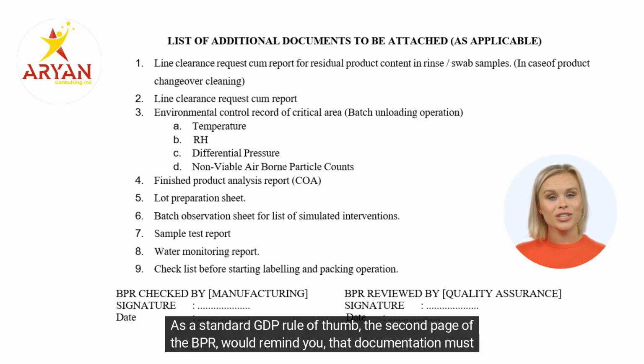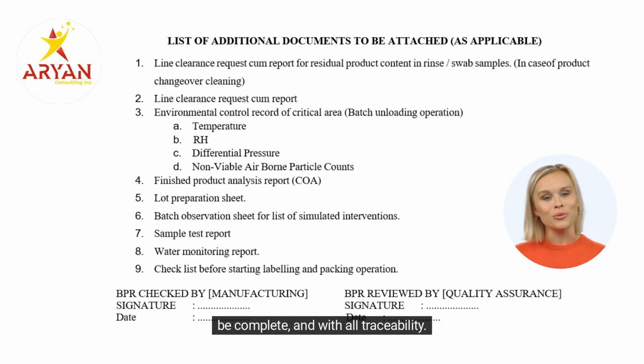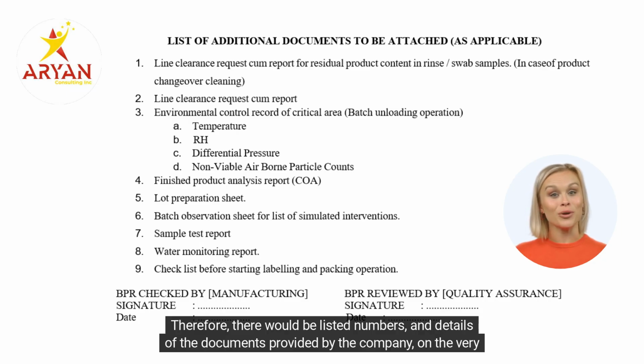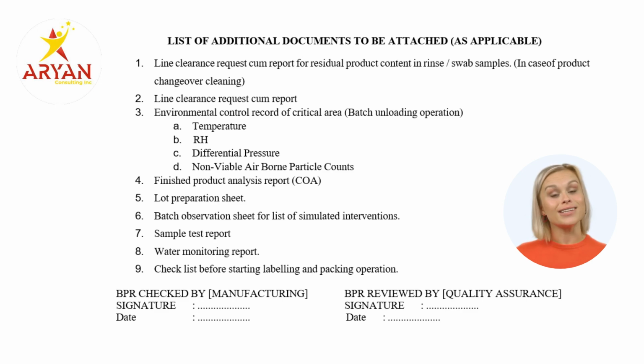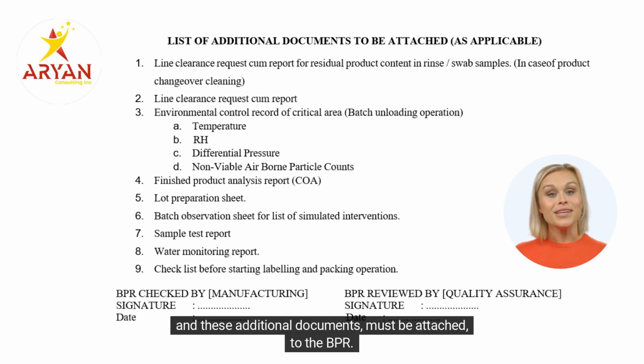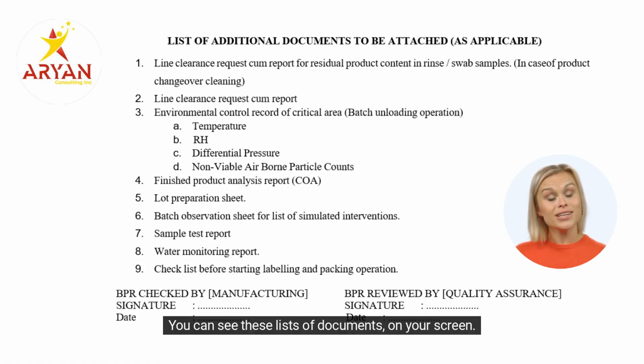As a standard GDP rule of thumb, the second page of the BPR would remind you that documentation must be complete and with all traceability. Therefore, there would be listed numbers and details of the documents provided by the company on the very second page of the BPR. How many important additional documents are needed to successfully complete the manufacturing operations, and these additional documents must be attached to the BPR. You can see these lists of documents on your screen.